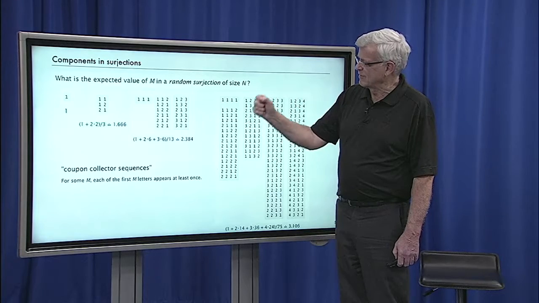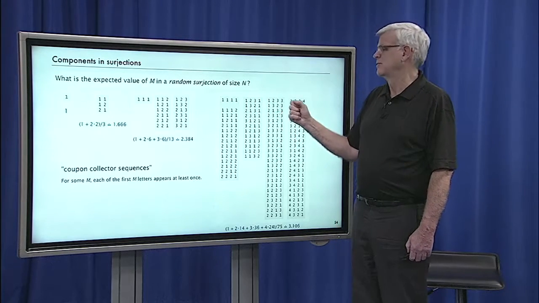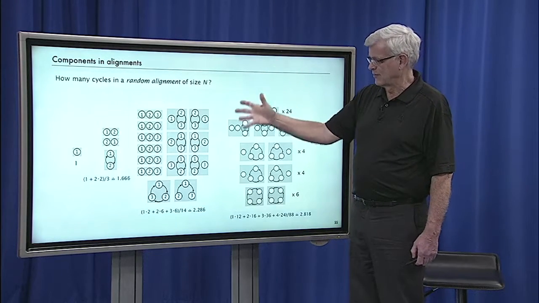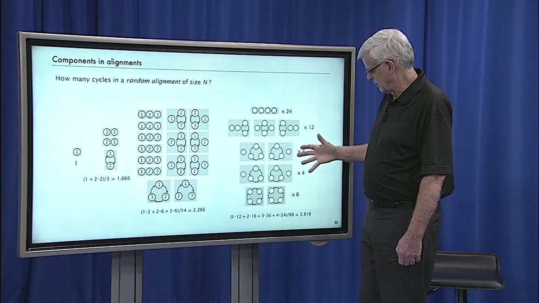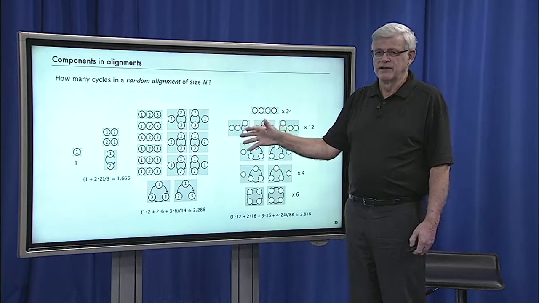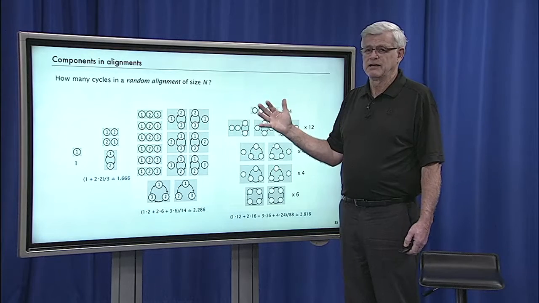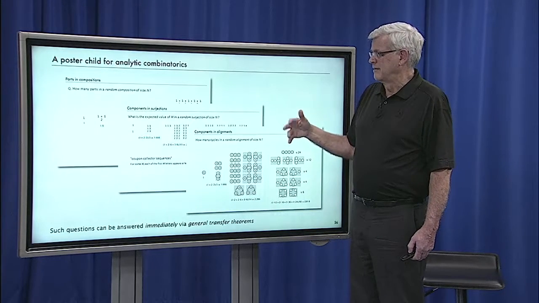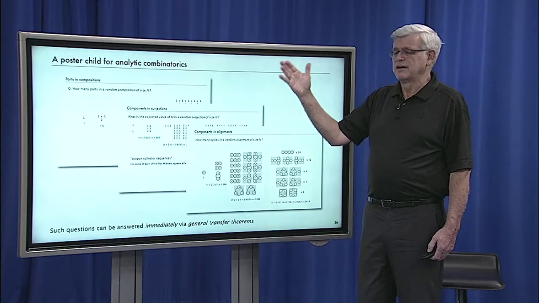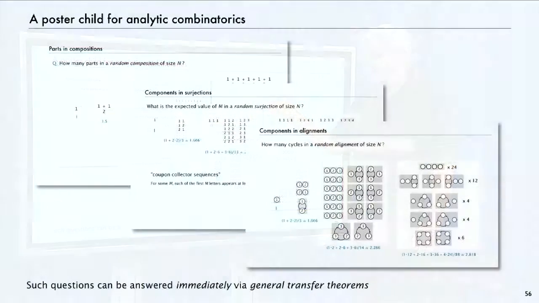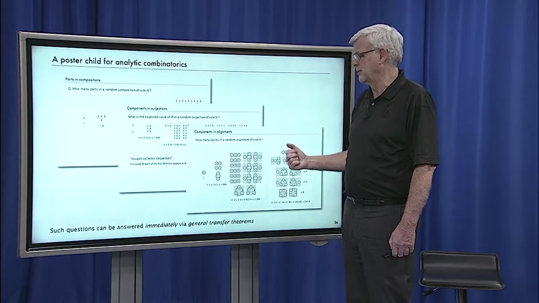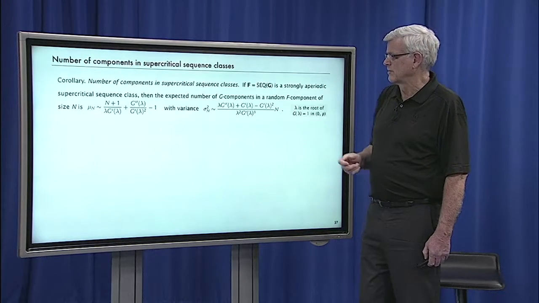So, average expected values of parameters. Or here's one for alignments: how many cycles are there in a random alignment? And again, this seems like a difficult analytic problem. But a real poster child for analytic combinatorics and the idea of schemas is that we can answer these questions immediately through a general transfer theorem based on the supercritical sequence schema. Let's see how that works.